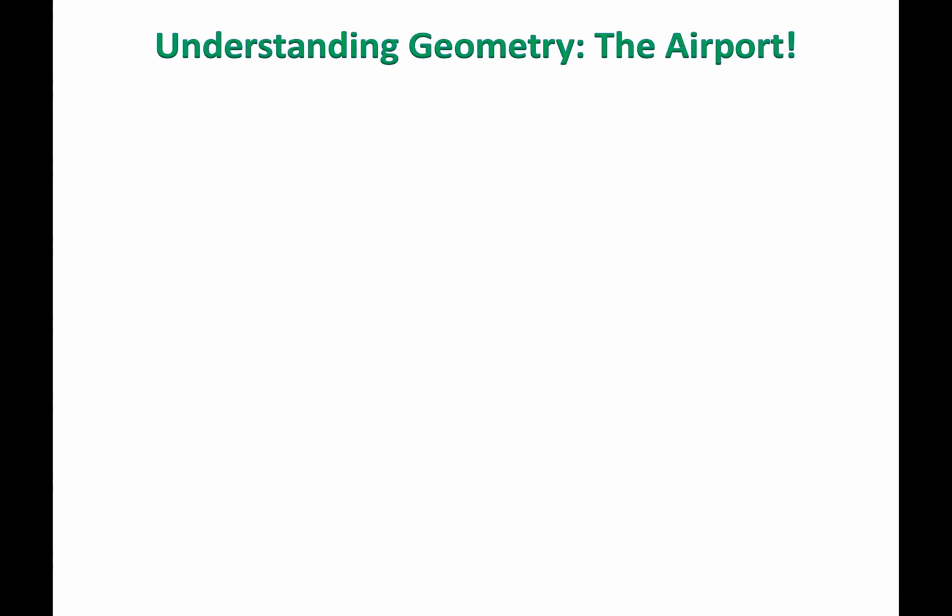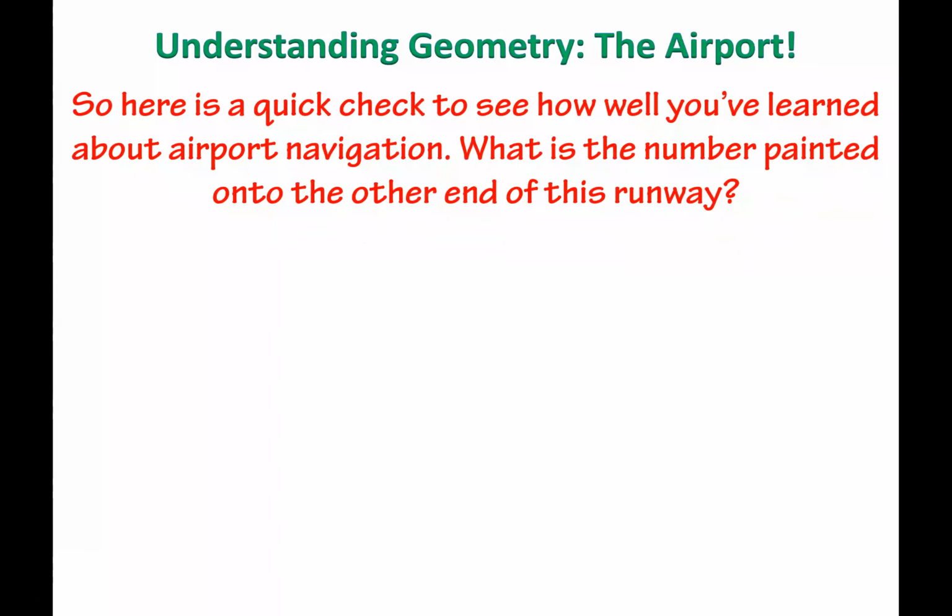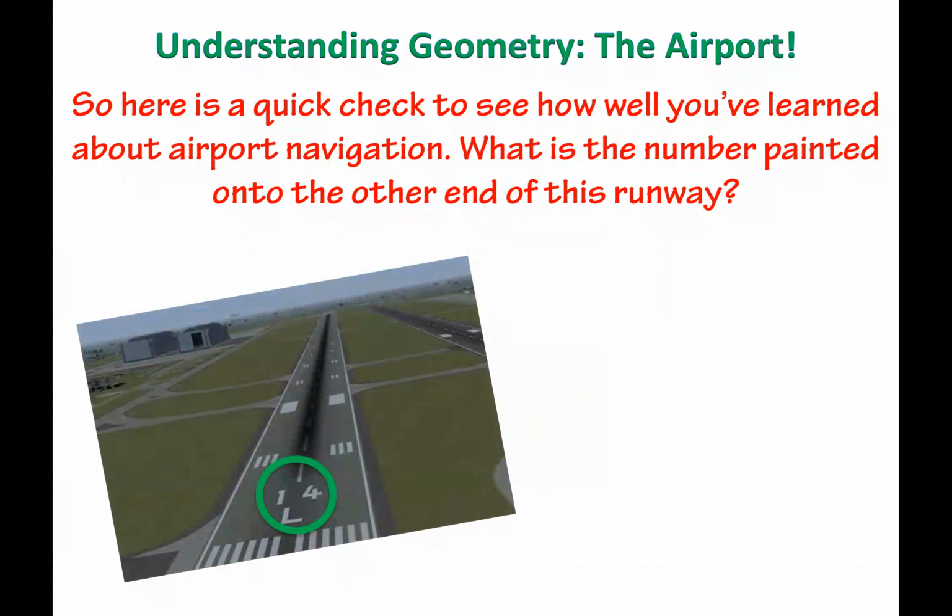Okay, so let's see. Can we now put that to work? I want you to hit pause in a second and see if you can work out for yourself what runway number is at the other end that you can't see way off in the distance there. This one here is runway 14. Now hit pause, give it a think, and then come up with your answer and see if you did well.